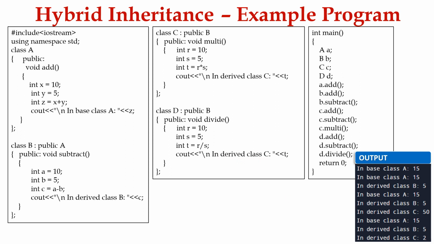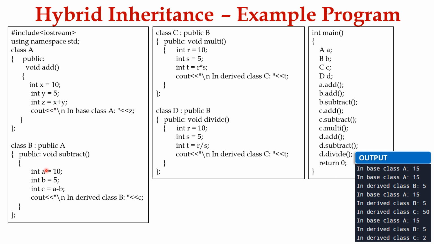In this example, we have achieved three types of inheritance. Class A and Class B perform single inheritance, where Class A is a single base class and Class B is a single derived class. Class B inherits the properties of Class A. So, single inheritance is achieved here.